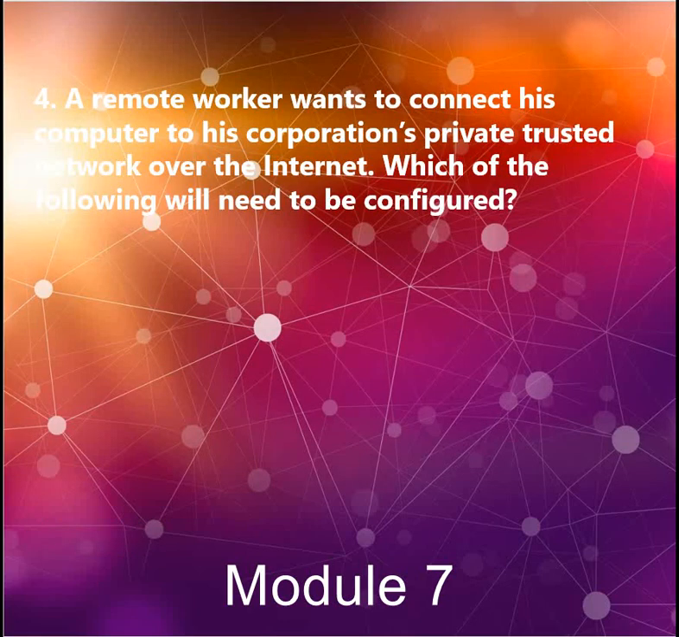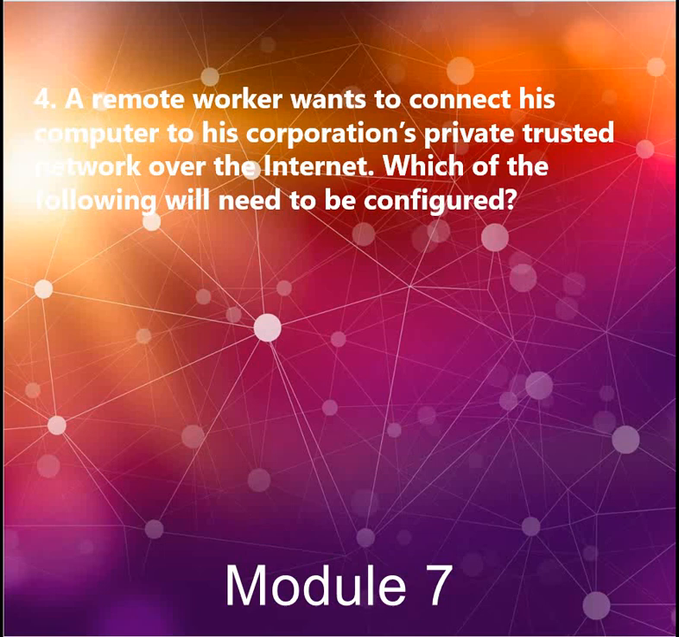All right, on to number 4. A remote worker wants to connect his computer to his corporation's private trusted network over the internet. Which of the following would need to be configured? All right, the first possible answer, firewall. Firewall is a security device that filters traffic. That's not going to help him connect to his corporate network.